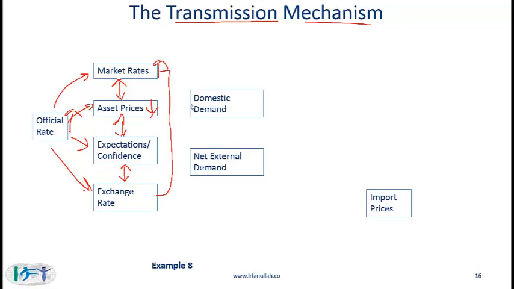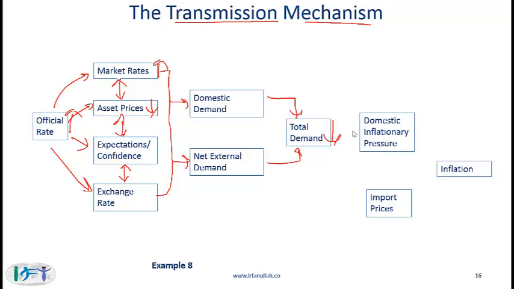We are saying that all these variables impact both domestic demand and external demand. So overall, the total demand is lower when the official rate is increased. In the scenario that I'm describing, the inflationary pressure will come down, which means that inflation will come down. There is also an impact of exchange rate on import prices, but this is something we will talk about later.